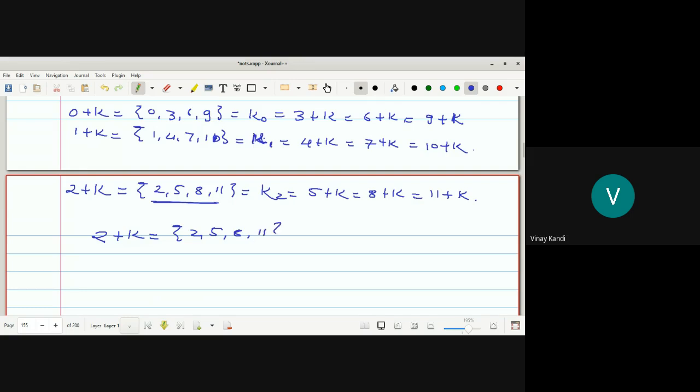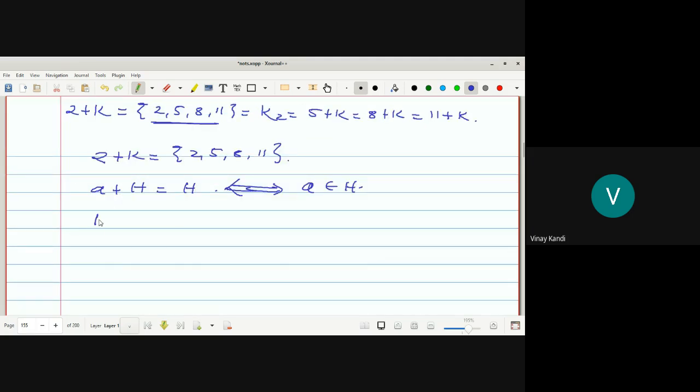Okay, we wrote the point: a plus h is equal to h implies that a belongs to h. Okay, see, what is k? K is equal to 0, 3, 6, 9. Okay, now a plus h is equal to h, assume that a belongs to h. Now check a is equal to 0. Then 0 plus k, we took an element from within this, okay, a belongs to h.